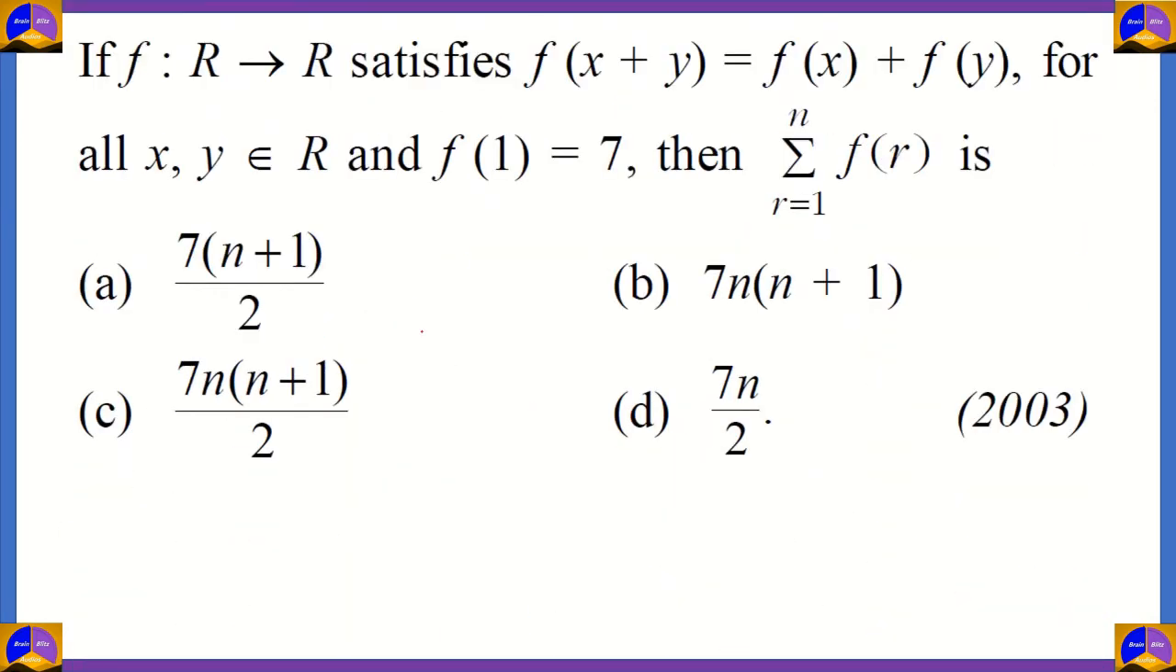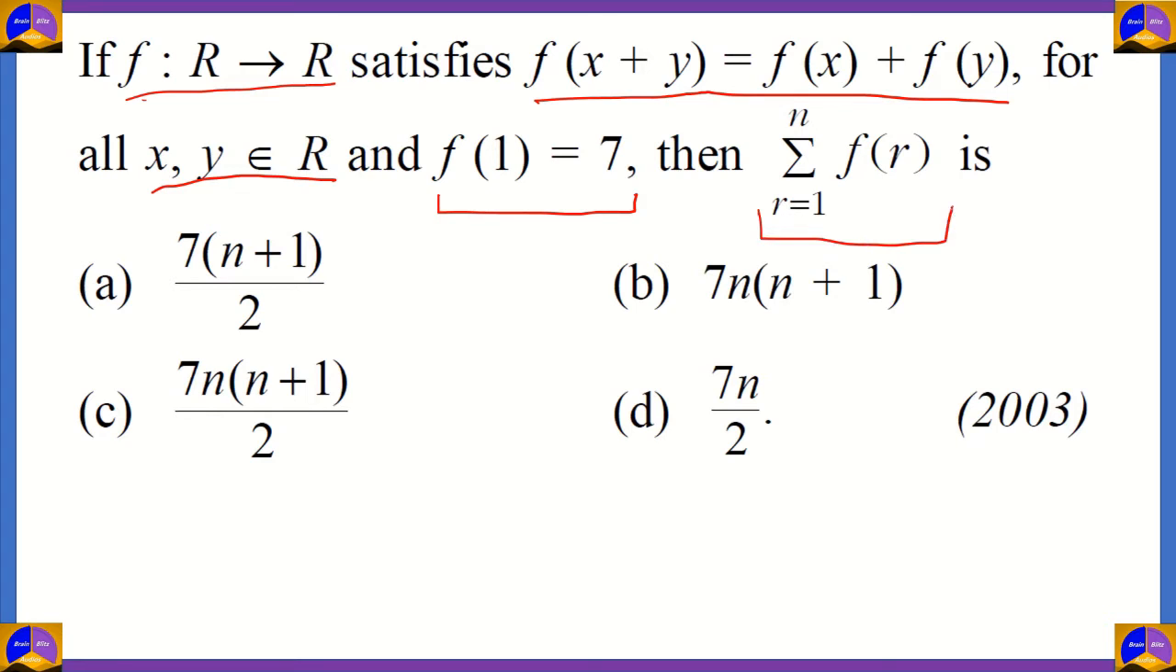Now let's look at this question. f is a function from R to R that satisfies the condition f of x plus y equals f of x plus f of y for all x and y belonging to R, and we're also given that f of 1 is equal to 7. You need to find the summation of f of r from 1 to n. So the summation of f of r for n terms is given by which expression? This question was asked in 2003, and it uses arithmetic progression as we move along.